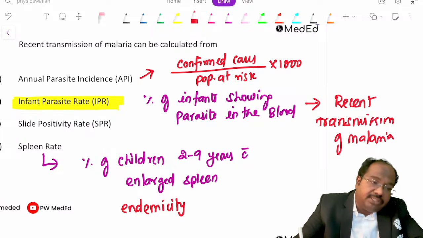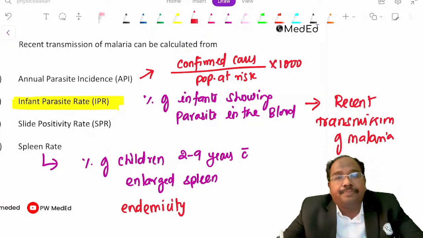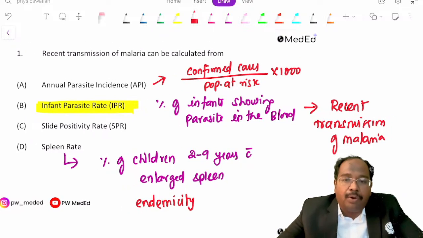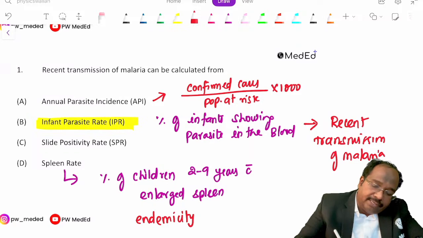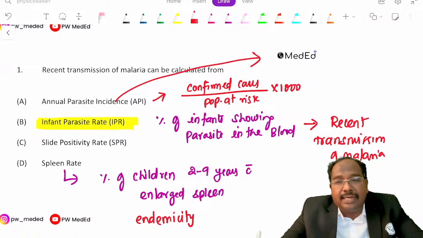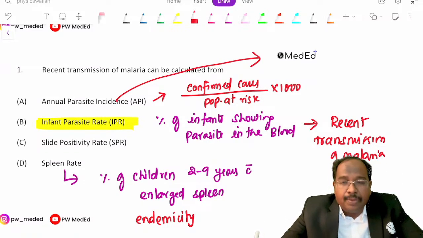Out of this, which is the most important indicator? The most important indicator is the first one, infant parasite rate. Infant parasite rate is the most important indicator.